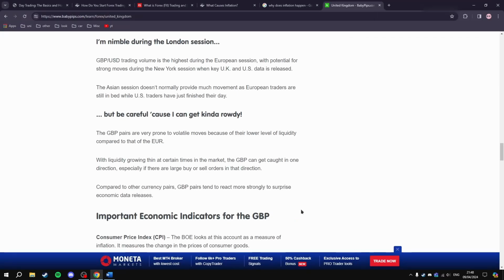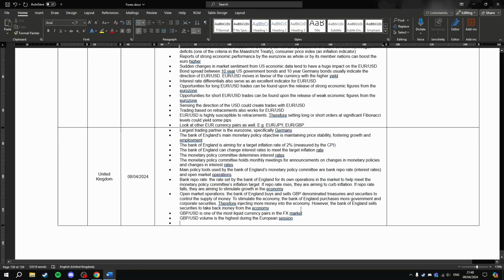With potential for strong moves during the New York session when key UK and US data is released.